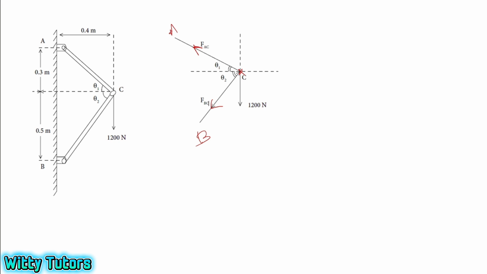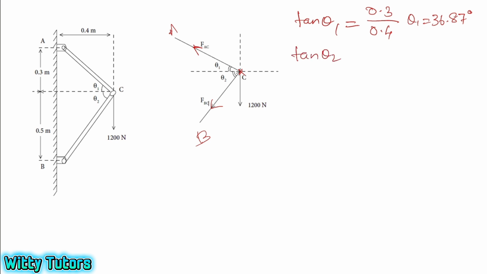We need to find theta 1 and theta 2 first. For that, the dimensions are given, that is, 0.3 meter and 0.4 meter. With the help of that dimension, we can find the value of theta 1. We can take tan theta 1, which is opposite side by adjacent side, that is 0.3 by 0.4. From that I will get theta 1 as 36.87 degree.